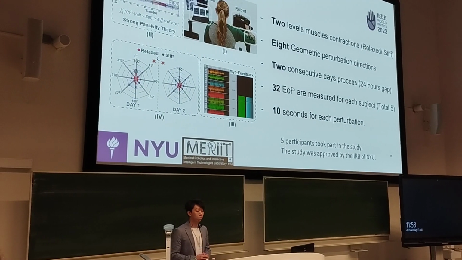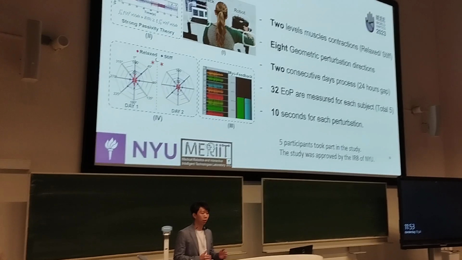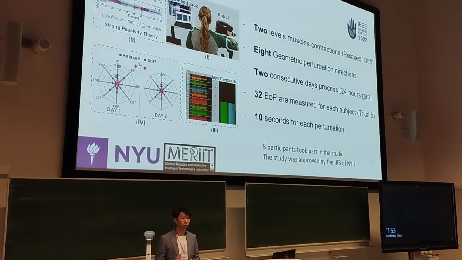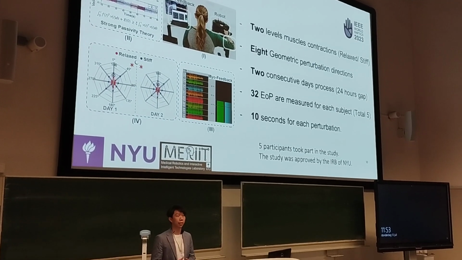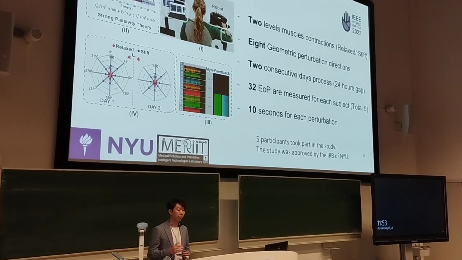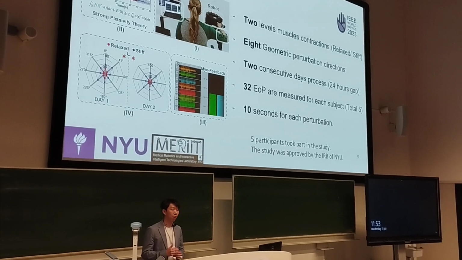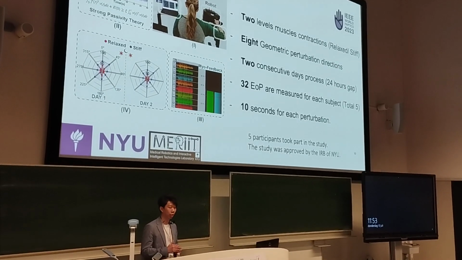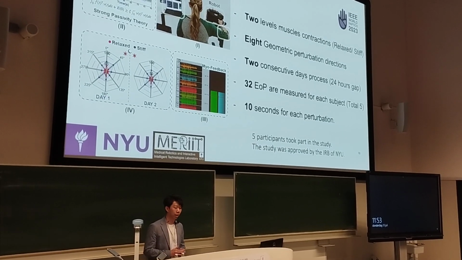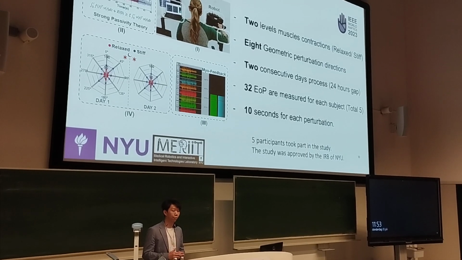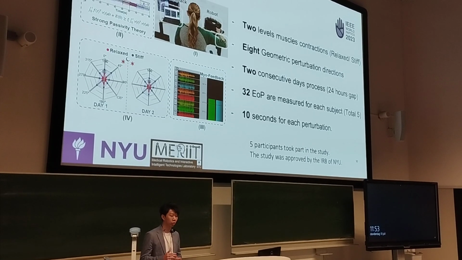For our experiment, we measured the excess of passivity of the upper limb under two different levels of muscle contraction: the relaxed condition and the stiff condition. The relaxed condition is when the users hold the robot handle at or below 5% of their maximum voluntary contraction. And the stiff condition is when we ask the user to maintain 40% of their maximum voluntary contraction.